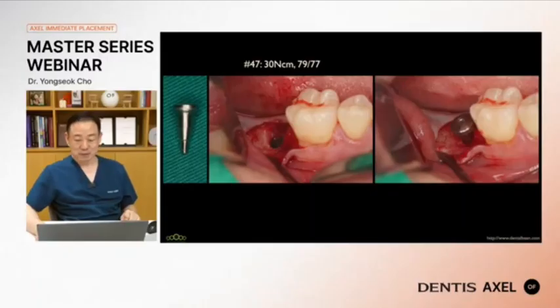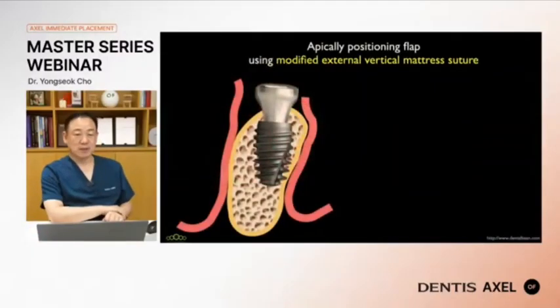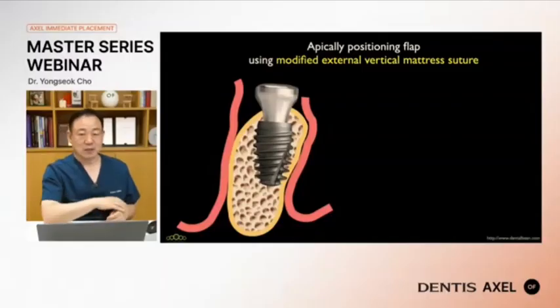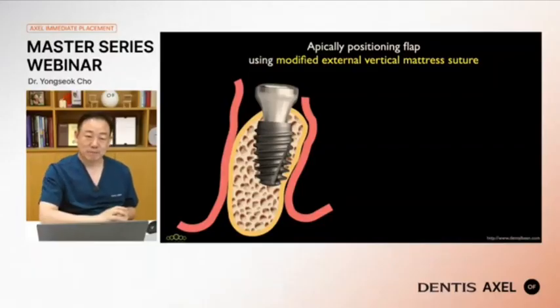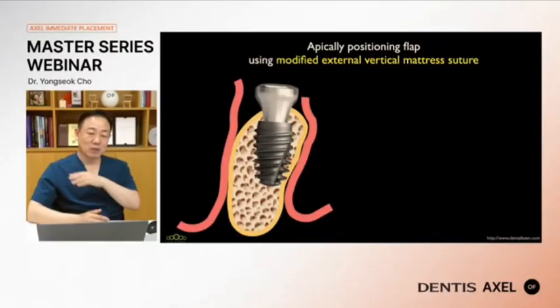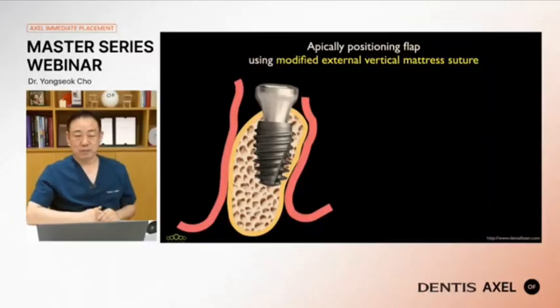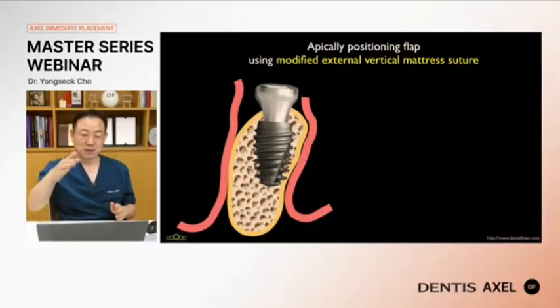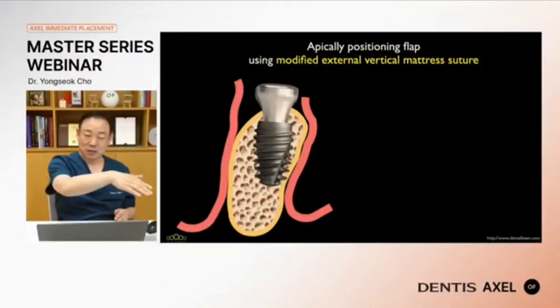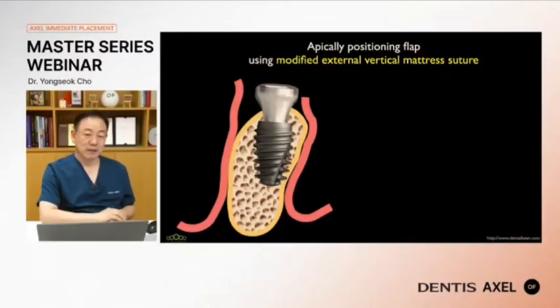modified external vertical mattress suture. This is an illustration of the modified external vertical mattress suture. It is better to reflect the buccal flap minimally. That means it is better to reflect the flap only on the attached gingival zone. Just limit the flap at the mucogingival junction, and then after surgery, let's try an apically positioned suture like this.